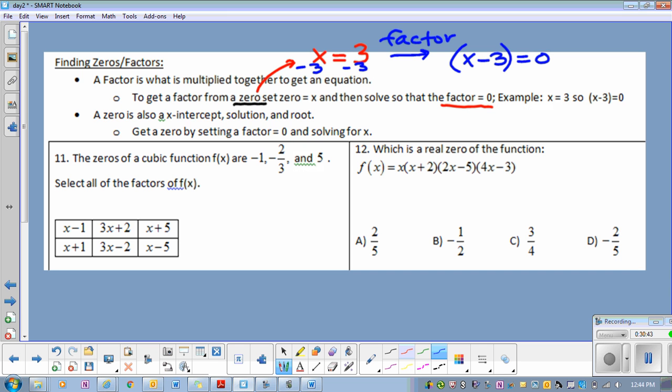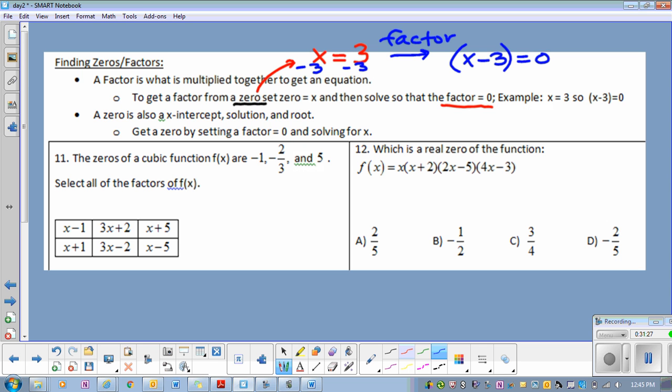And then you can get the 0 by making your factor equal to 0 and then solving for x, so just going back and forth the other way. As long as it's not a fraction, they're just opposites, right? If your 0 is a positive 3, then your factor is x minus 3. It only gets a little bit complicated if it's a fraction and you end up with something like 2x minus 3. So number 11 says the zeros of a cubic function are -1, -2/3, and 5. Select all of the factors.